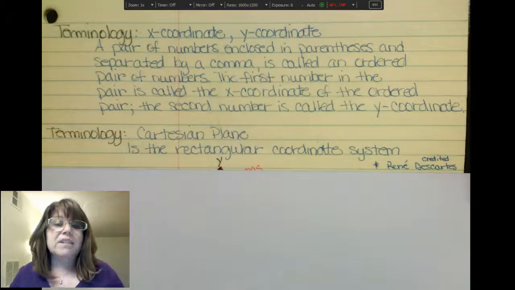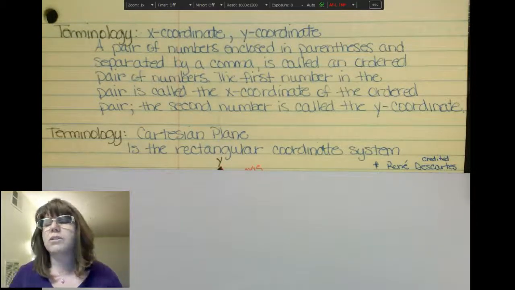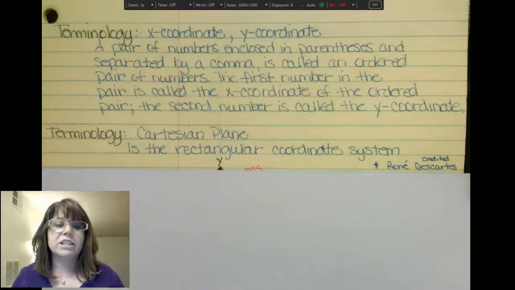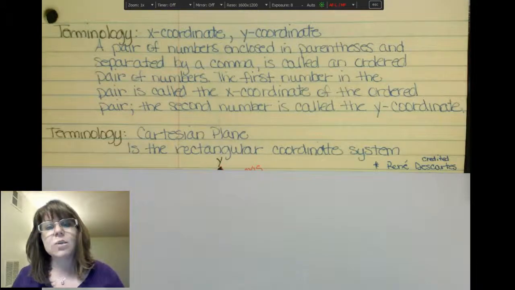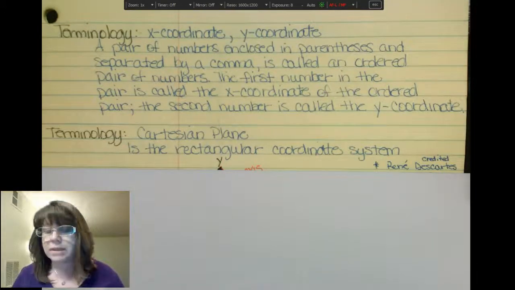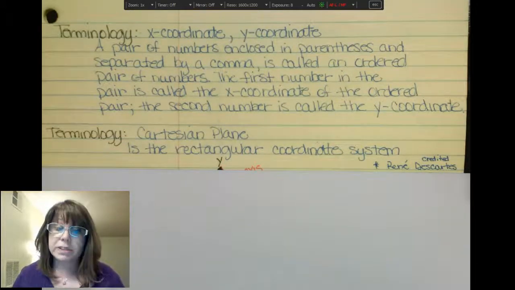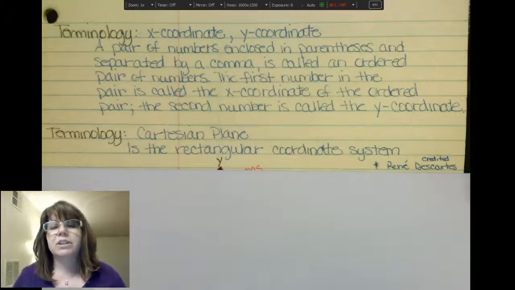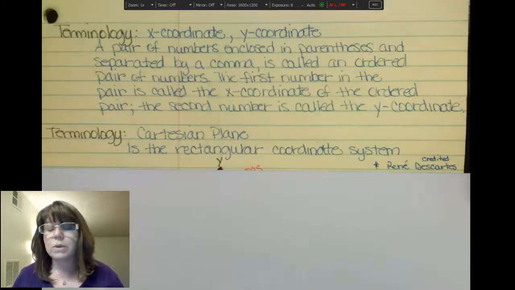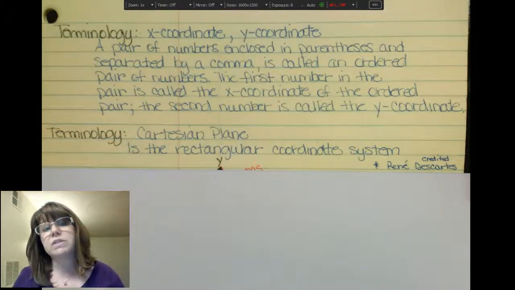The next thing we have is the Cartesian plane. It's also called the rectangular coordinate system, but most everybody just calls it the Cartesian plane. It's named after Rene Descartes, at least he's credited for it. Rene Descartes was an amazing man. I didn't know him personally; he was well before my time. He was back in the late 1500s, early 1600s, and he wasn't actually a mathematician. He was a French philosopher.